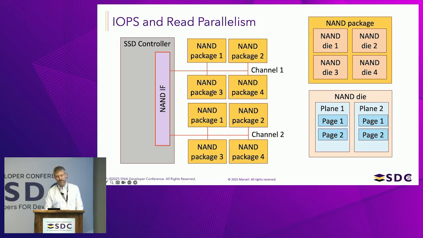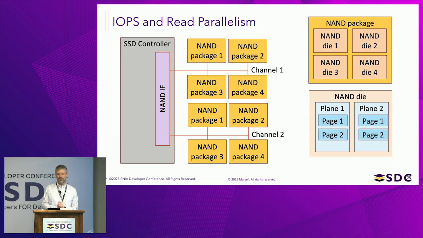Here in this example, I'm showing just 2 NAND channels. But typical data center SSDs actually have 16 NAND channels. Each of the NAND channels connects to multiple NAND packages, as shown here. Within a NAND package, you have multiple NAND dies that can be addressed. And within a NAND die, you have multiple planes, and within each plane, there are multiple pages.